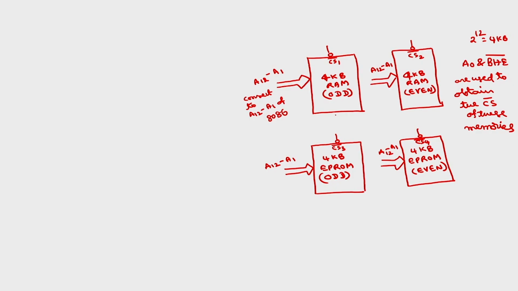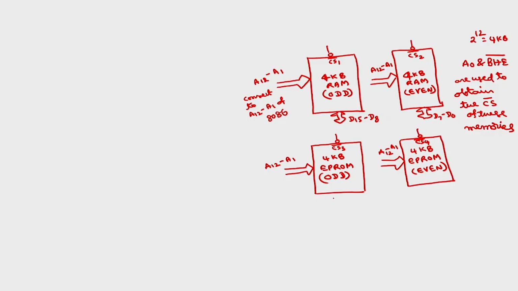Similarly, data: this will give 8 data lines. Here the odd bank will give D15 to D8, and the even bank will give D7 to D0. In total we have 16-bit data. If you want 16-bit data, you have to enable both even and odd banks. If you want only 8-bit, we have to enable either of these banks.